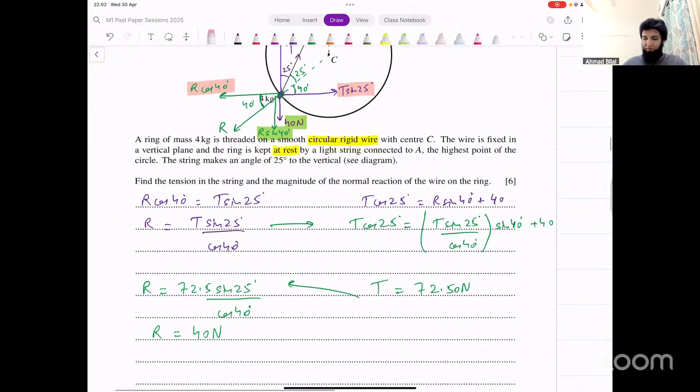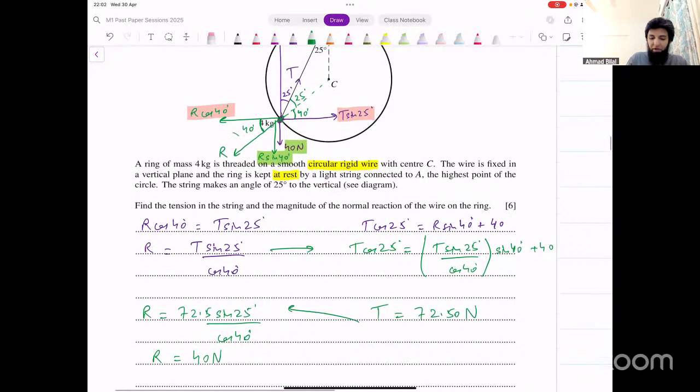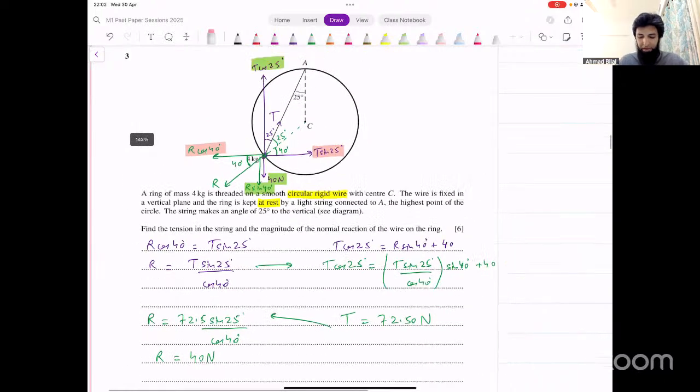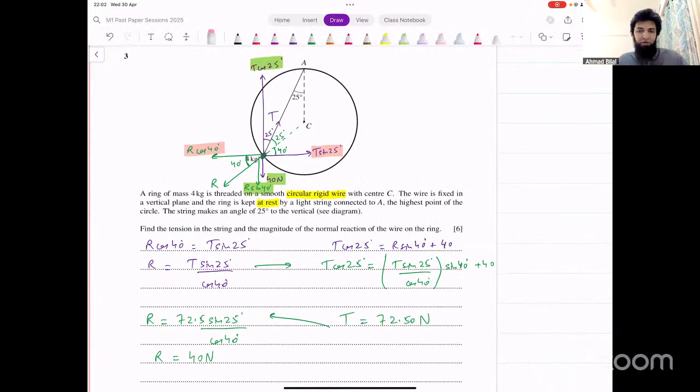That's the final answer. That was 6 marks. Figuring out that normal reaction and the angle, that was the tricky part. Once you have figured that out, the rest is straightforward. You just make two equations, solve them simultaneously, and you get the result from that. Is that okay? Okay, can I move on to the next question?